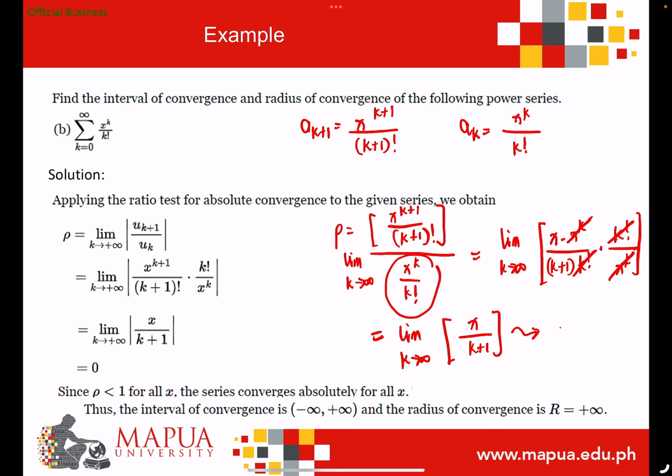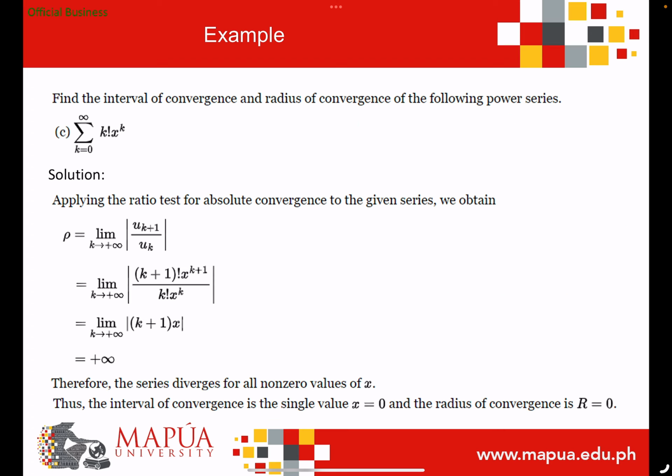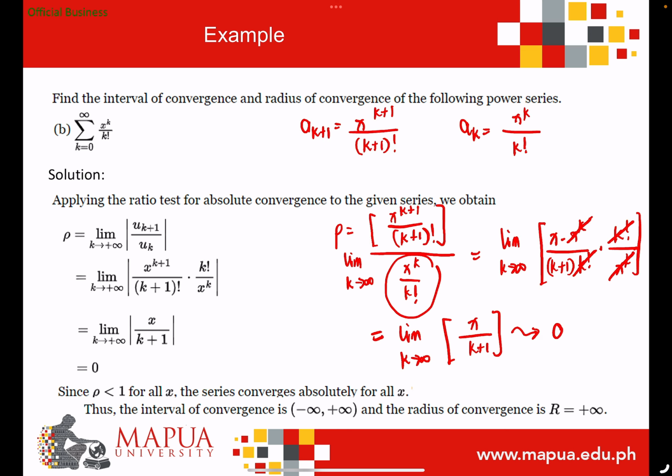So this is approaching 0, because as k approaches infinity, for whatever value of x, not infinity, it would be approaching 0. So since rho is less than 1 for all x's, the series converges absolutely for all x. So all values, from negative infinity to positive infinity, and the radius of convergence is positive infinity. Just to visualize that, the center is at 0, and it would be from negative infinity to positive infinity.